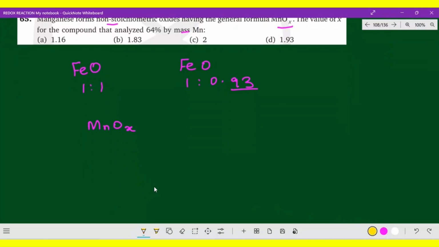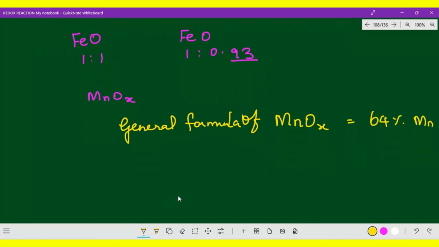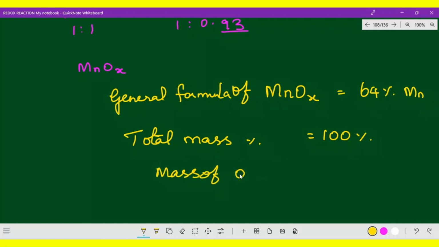The general formula of manganese oxide is given. In that, manganese is 64% by mass, and we have to identify the oxygen percentage. I hope you got it. Total mass percentage is 100. So the mass percentage of oxygen is 100 minus 64, and you will get 36%. So the mass percentage of oxygen is 36.